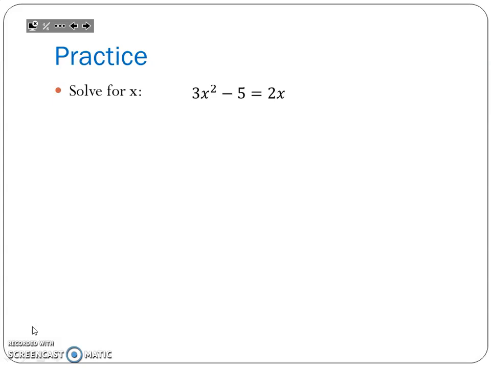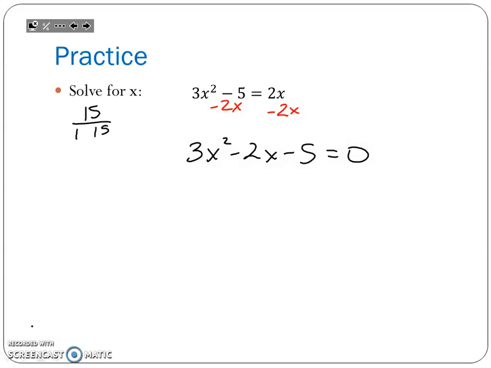Okay. So remember, step 1, set equal to 0. So I need to get this 2x over here, minus 2x. When I do that, I get 3x squared minus 2x minus 5 equals 0. Okay, I have to get it set equal to 0 first. Okay, now I'm ready to factor. 3 times 5. 3 times 5 is 15. Okay, I need factors that will subtract to give me 2. 3 and 5 would subtract to give me 2, so I'll have a 3x squared, still have my negative 5, now I have a 3x and a 5x in there, okay?